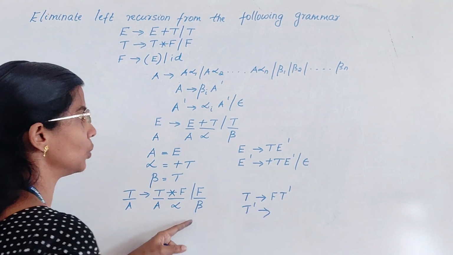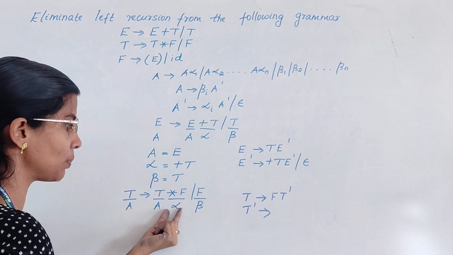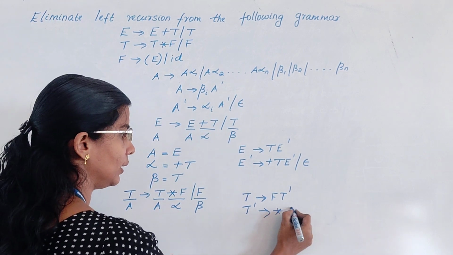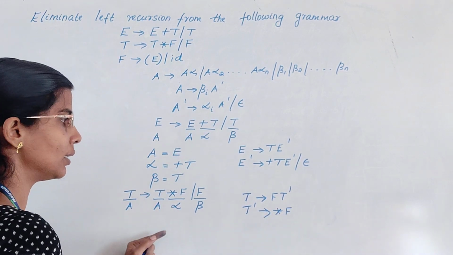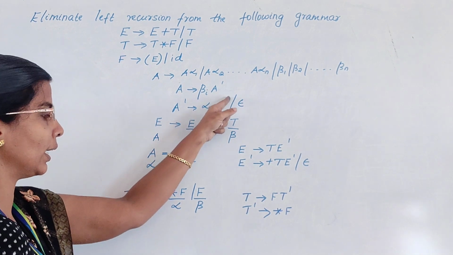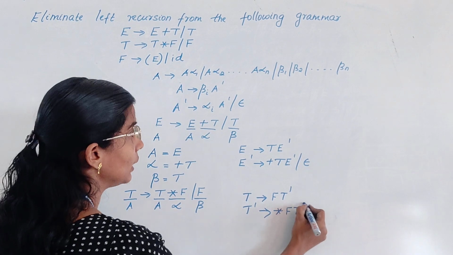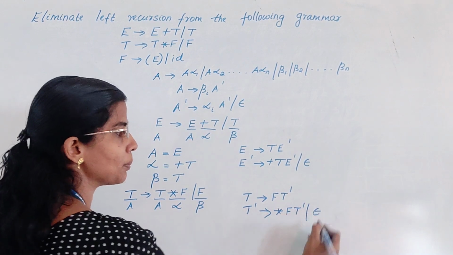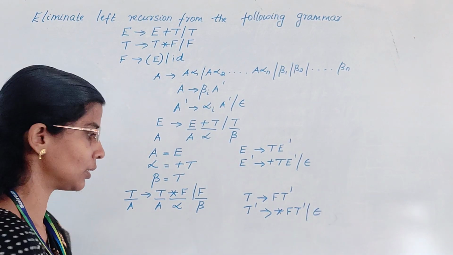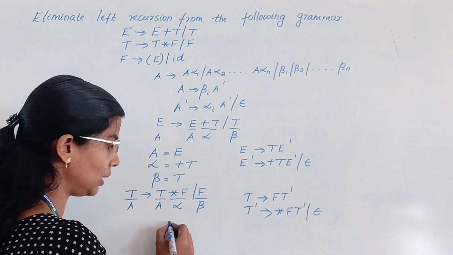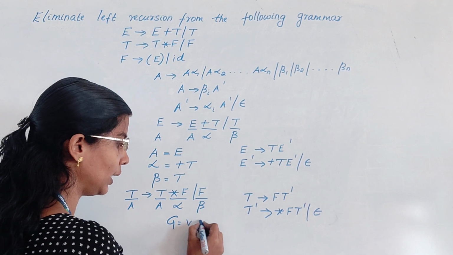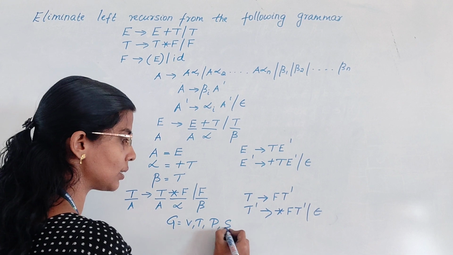T dash tends to alpha A dash. What is my alpha? Star F, and A dash. What is your A dash? A is T, so A dash will be T dash. T dash tends to epsilon. So your final grammar, G is equal to V, T, P, S.